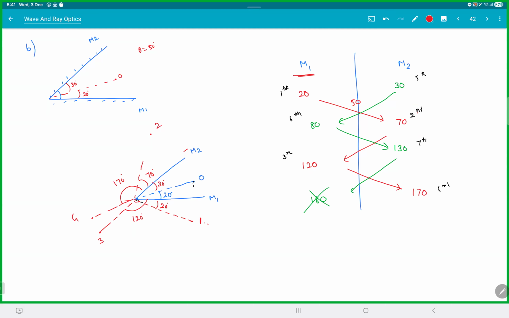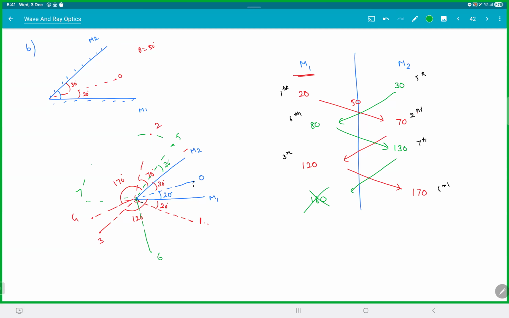Now, where is the fifth image? The fifth image is 30 degrees from M2. So that would be somewhere here. The fifth image is creating a sixth image, which is 80 degrees from M1. This is the sixth image. And the sixth image is creating a seventh image, which is 130 degrees from here. So that would be somewhere here. So something like this. And if you actually join all of them, they'll be on a circle.